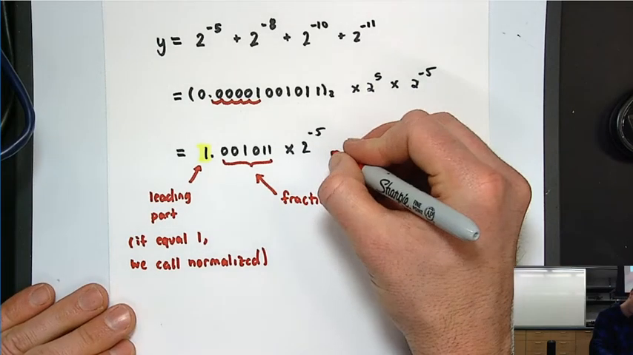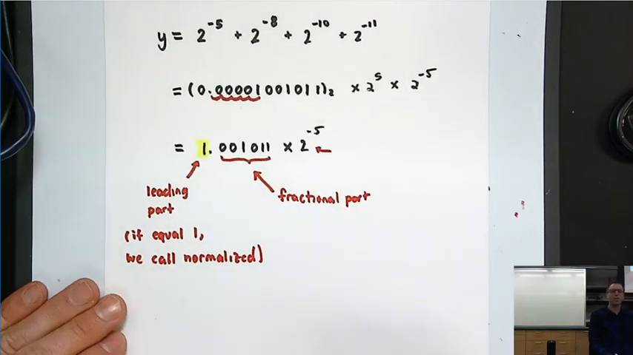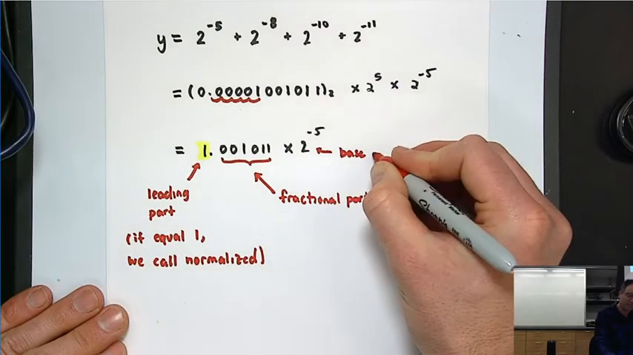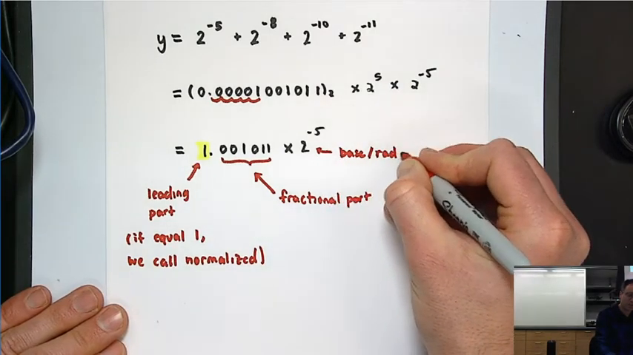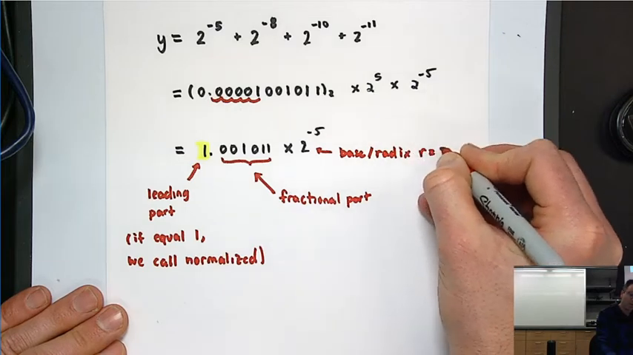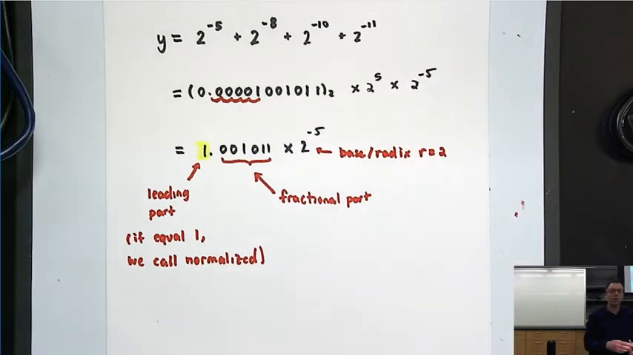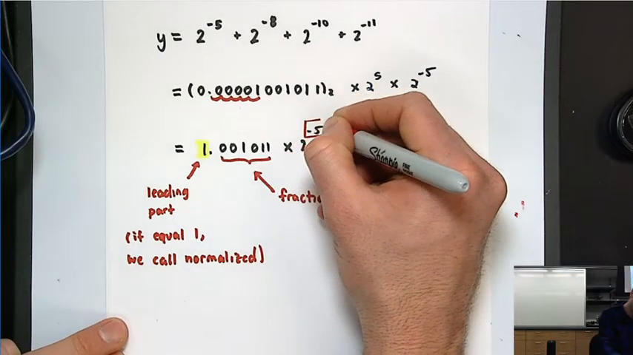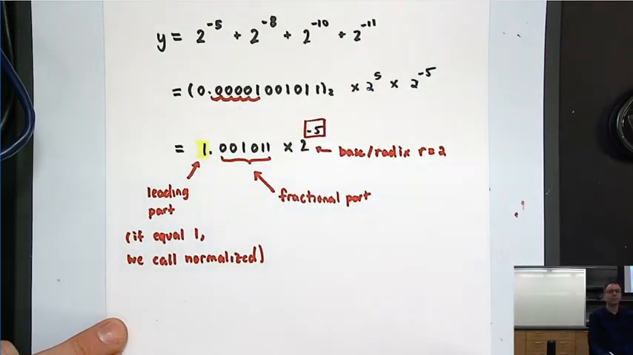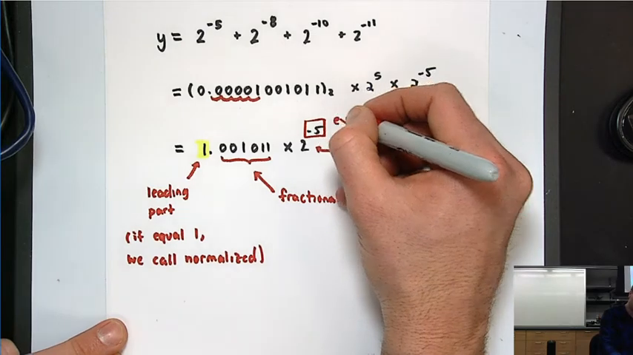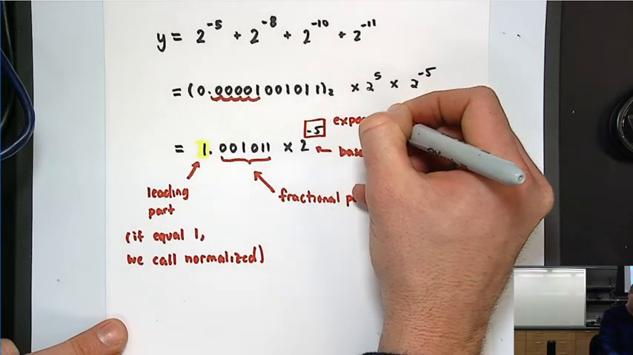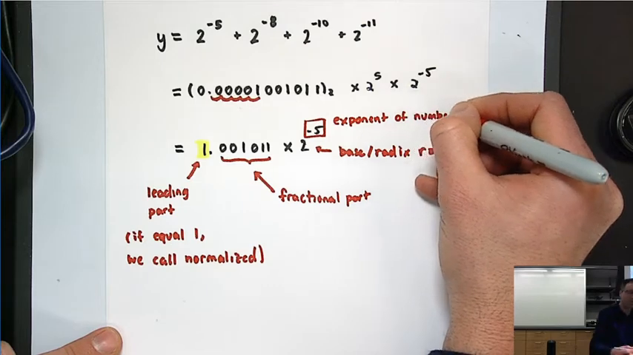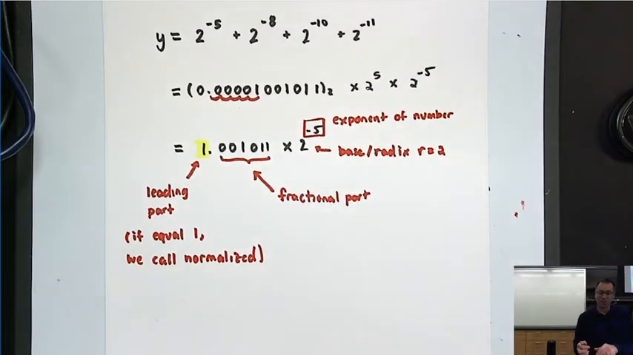This thing right here, always, always, always in binary representation, is going to be the base or the radix. And in this case, when we're doing binary, that will always be 2. What do we call this thing up here? Yep, the exponent. We will get there for sure.